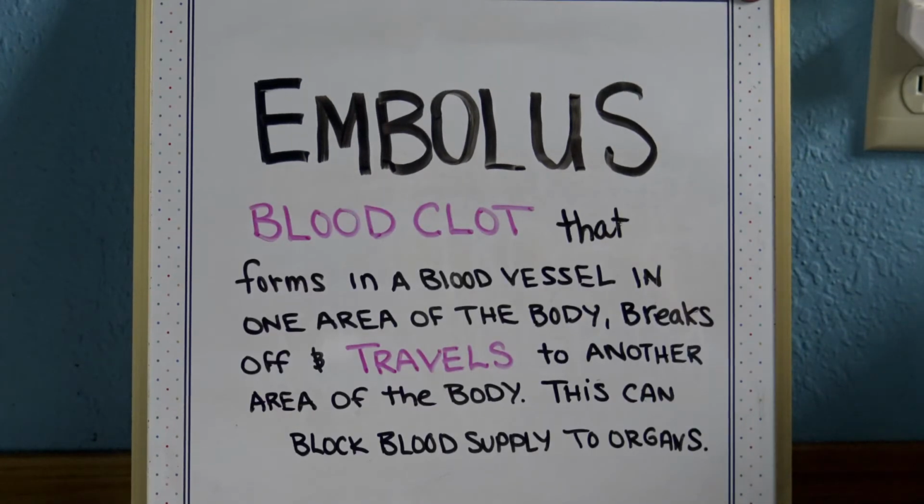Embolus. An embolus is a blood clot that forms in a blood vessel in one area of the body, breaks off, and then travels to another area of the body in the blood. An embolus can lodge itself in a blood vessel. This can block the blood supply to a particular organ. So embolus is a blood clot that travels.